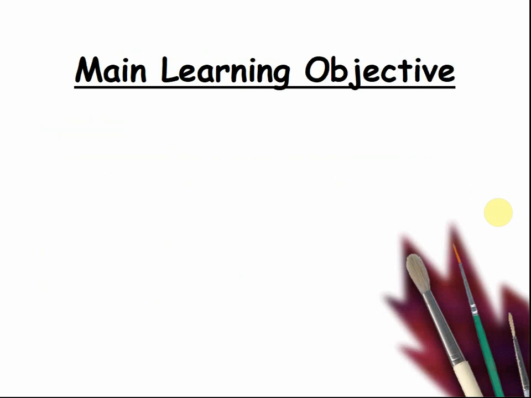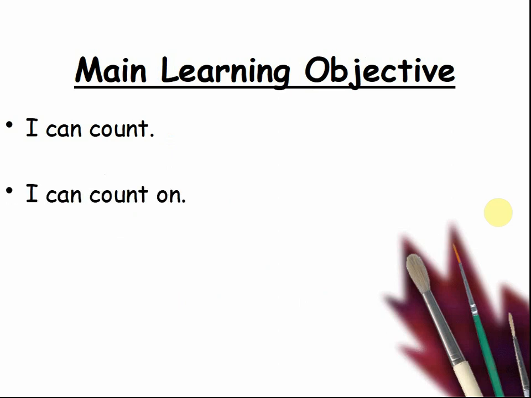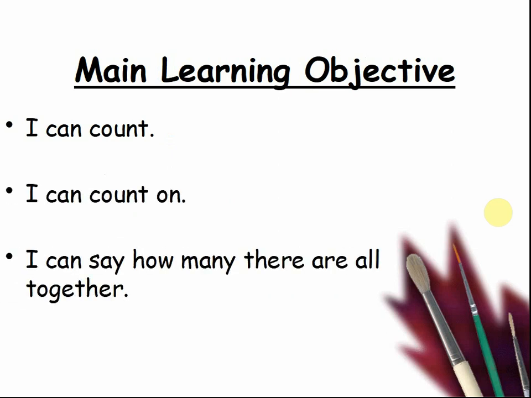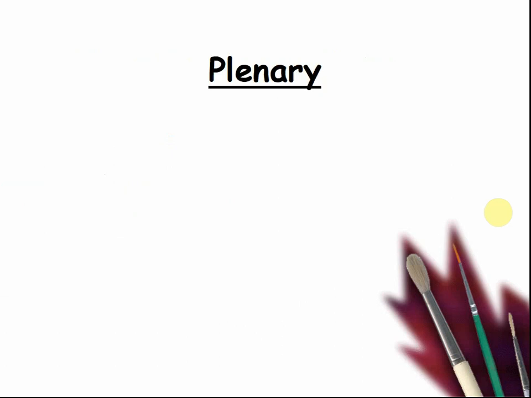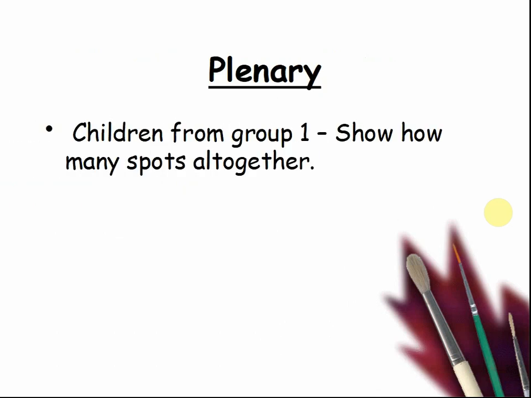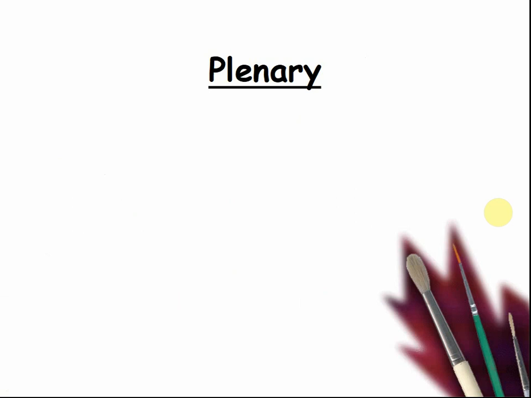Main learning objective. I can count. I can count on. I can say how many there are all together. Plenary. Children from group 1 show how many spots all together.